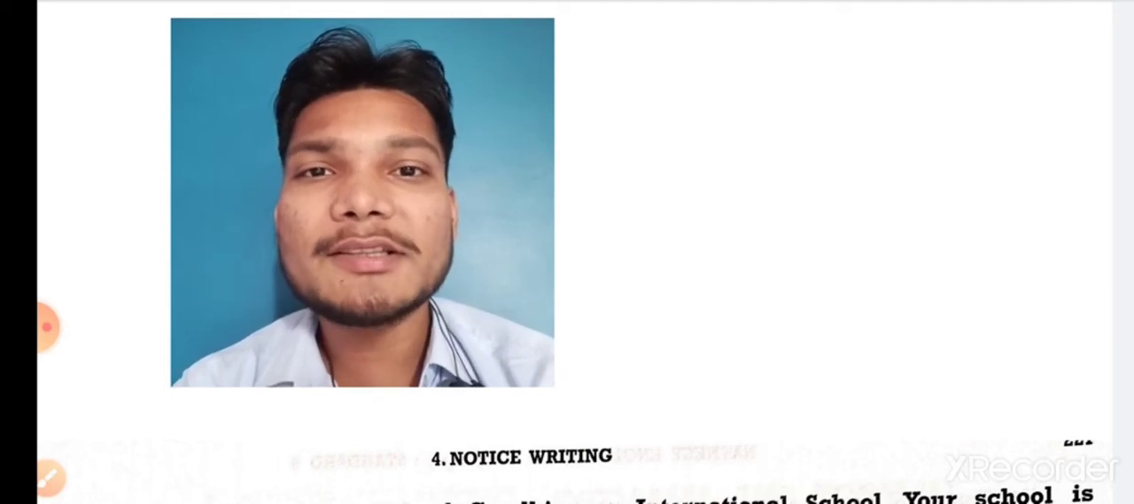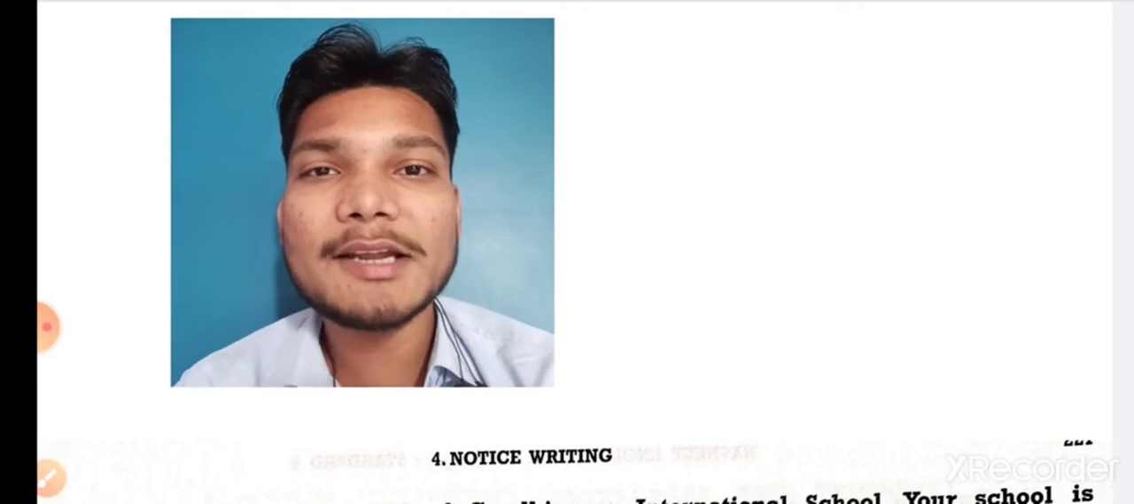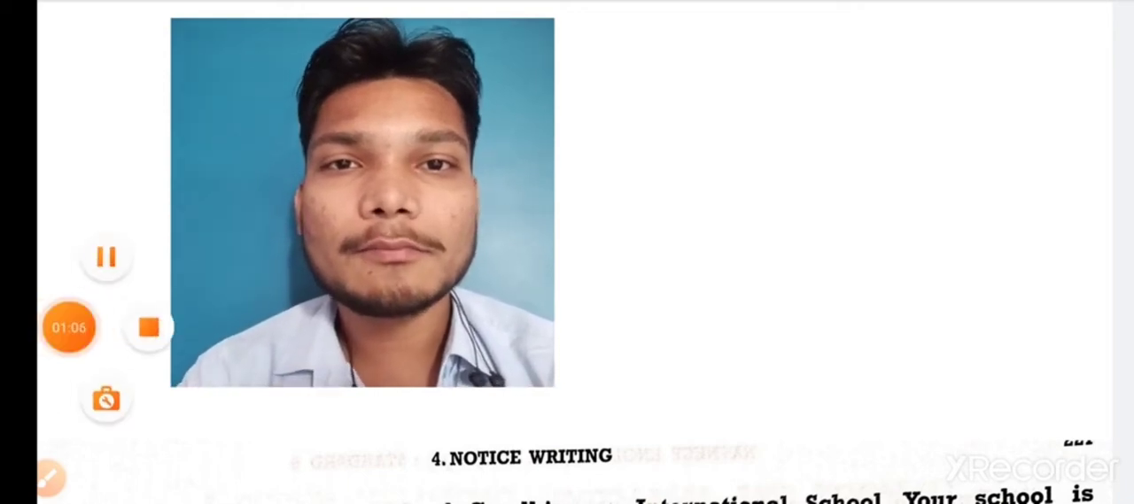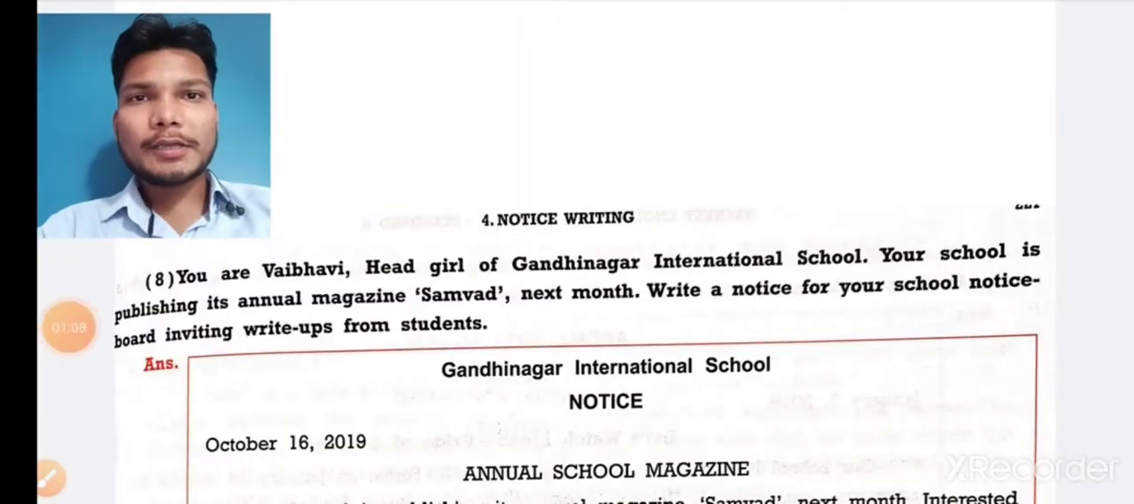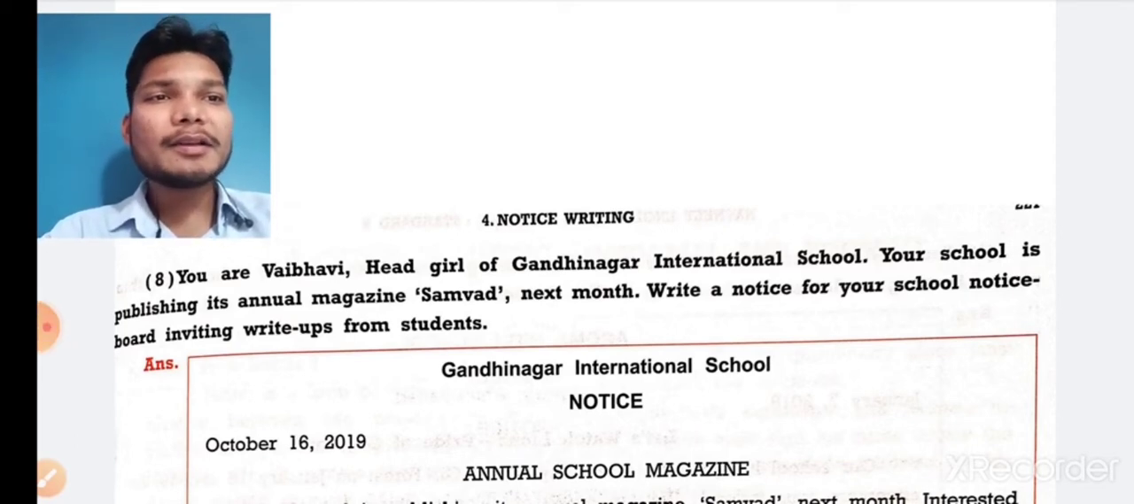The first question that we are going to discuss is of notice writing. So let us start the question. The sample question that I have taken here is like this: you are Vaibhavi, the head girl of Gandhinagar International School. Your school is publishing its annual magazine Samvad next month. Write a notice for your school notice board inviting write-ups from the students.